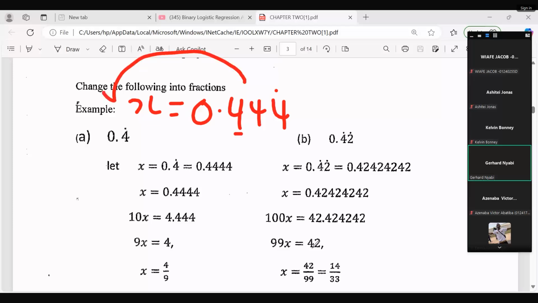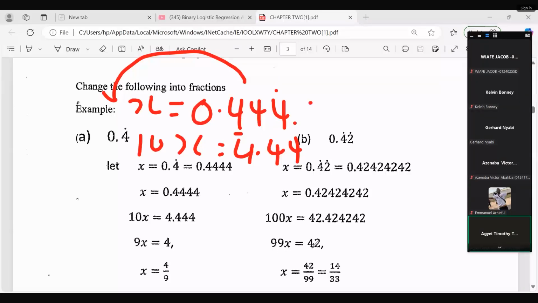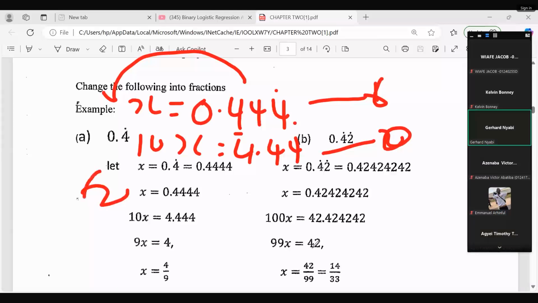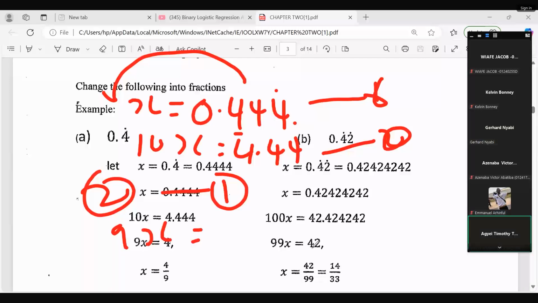We want to bring one here. So what do we do? Multiply both sides by 10, because it's only one number that is repeating. So you get 10x to be equal to 4.44 recurring. Then we are going to subtract. So this will be equation 1, and this is equation 2. So we subtract equation 1 from equation 2. So you get 9x to be equal to 4. So our x will be equal to 4/9. So that's the answer. I hope that is clear.